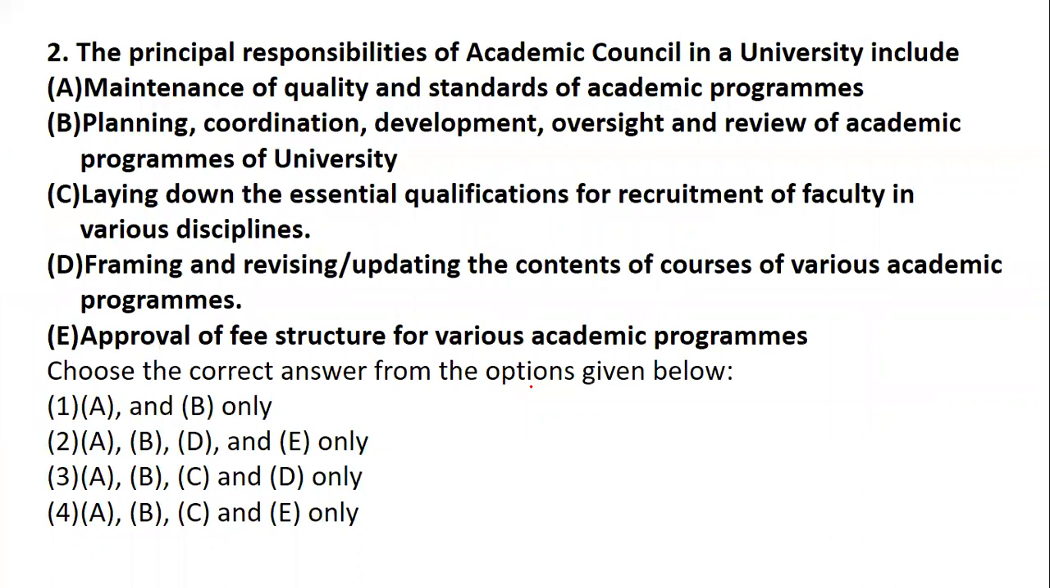Question number 2 talks about the principal responsibilities of the academic council in universities, which include what? From the list given below, what are the principal responsibilities of the academic council? Is it quality standards, coordination of academic programs, laying down the essential qualifications for recruitment, framing and revising the contents, or approval of fee structure for the program?